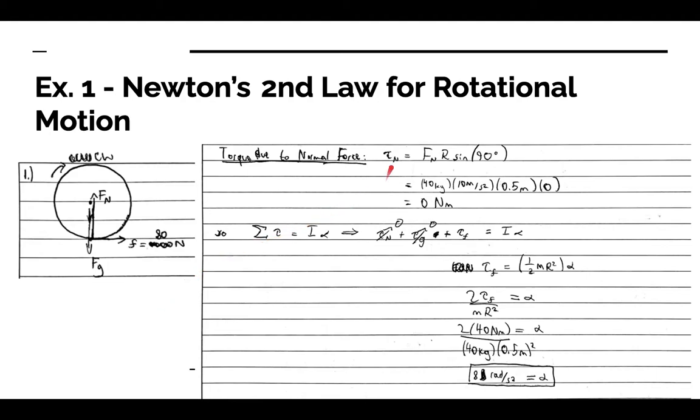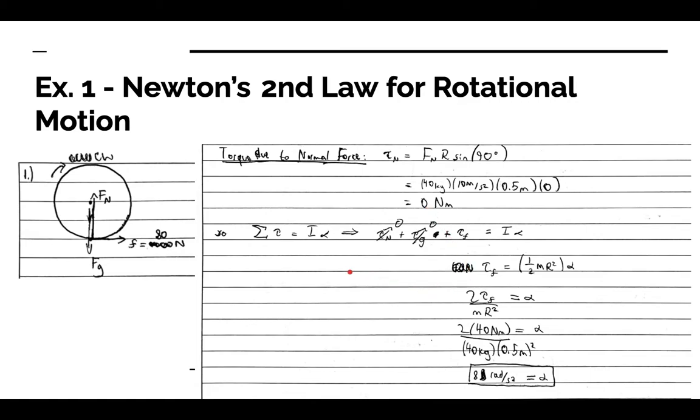Lastly, we calculate the torque due to normal force. That is going to be the normal force times the distance at which it acts, which in this case is r, since the normal force acts at the point of contact. It acts at the radius from our axis of rotation. So we're going to have the normal force times our radius times the sine of 90 degrees. That's going to be 40 kilograms times 10 meters per second squared, because the normal force in this case counteracts the force of gravity, times 0.5 meters times the sine of 90 degrees, which is just 1. So the normal force, in addition to the gravitational force, both produce a torque of 0 newton meters.